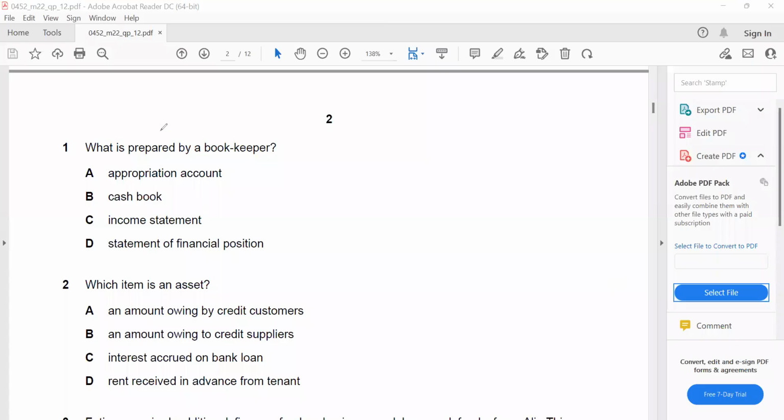Okay, what is prepared by the bookkeeper? The key job of the bookkeeper is doing the detail recording. First, they prepare the books of prime entry, which are all the journals. Then from the books of prime entry, they transfer to the ledger. Next, go to the trial balance. So this is the key job of the bookkeeper.